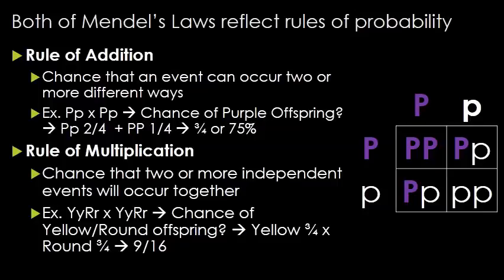So I know that if I have capital Y lowercase y crossed with a capital Y lowercase y, I'm going to have 3 out of 4 being yellow. If I do the same for round, I have 3/4. 3/4 times 3/4, which is 9/16, which I just saw on my dihybrid cross.